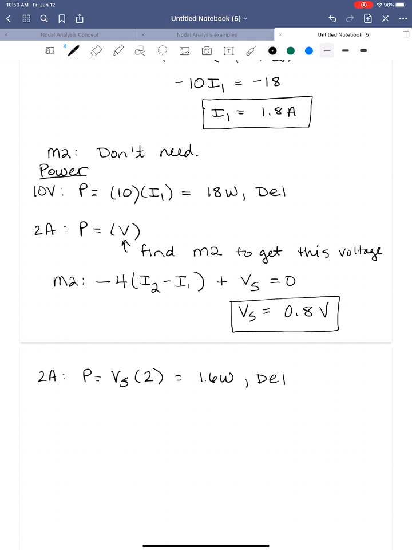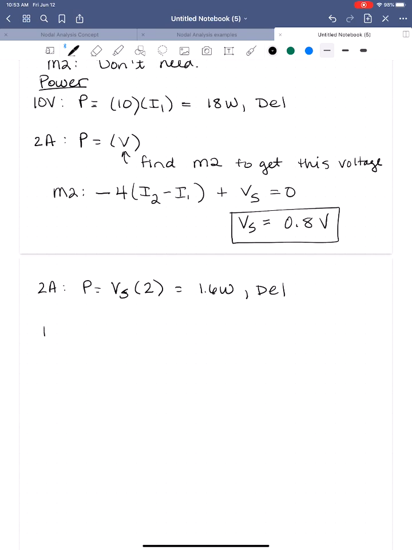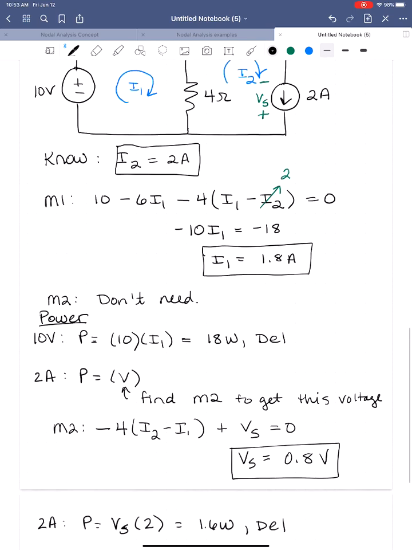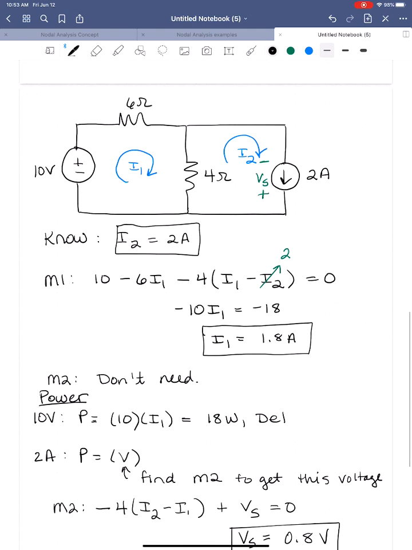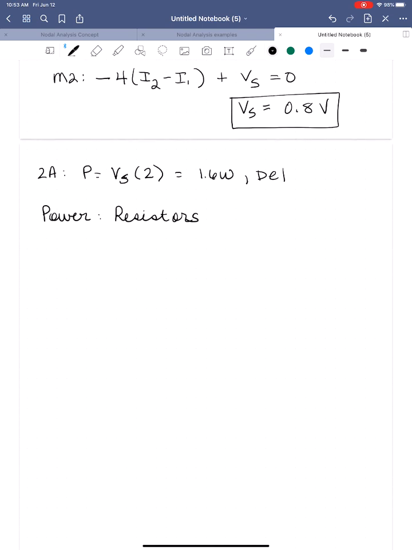So we have the power for the sources. Let's talk about power for the resistors. Since we are solving for currents in mesh analysis, I tend to use I squared R for power for resistors, although you do not have to. Certainly you can solve for voltage if you want to. So I'm going to use P is equal to I squared R. Let's look first at the 6 ohm resistor.